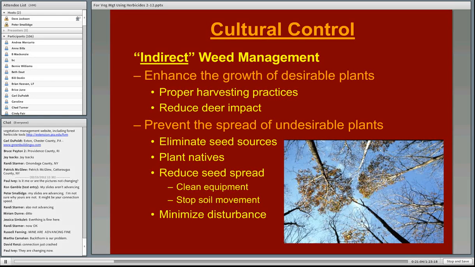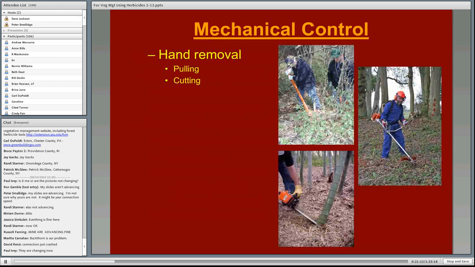So all of these things, we can refer to them as cultural control practices or indirect weed management practices. Mechanical control are things like hand pulling, cutting using brush saws, chainsaws. The tool pictured here is called a weed wrench. Shrub honeysuckles are generally easy plants to pull, where you can get the whole root system. They root very shallow, so that's one that you can pull very easily.